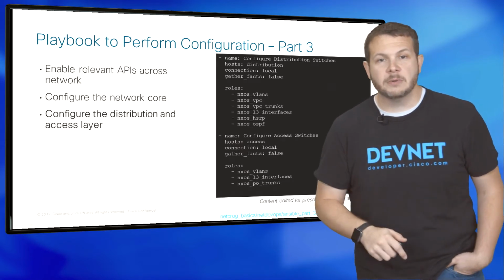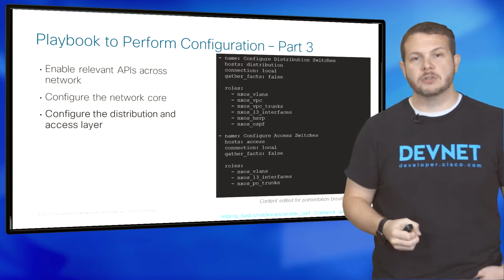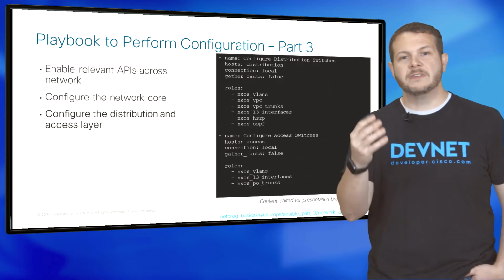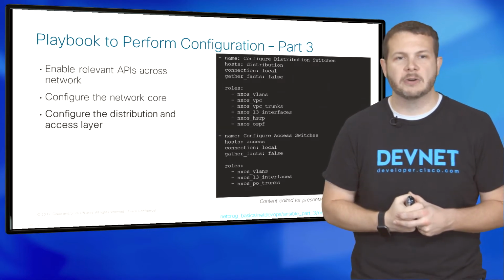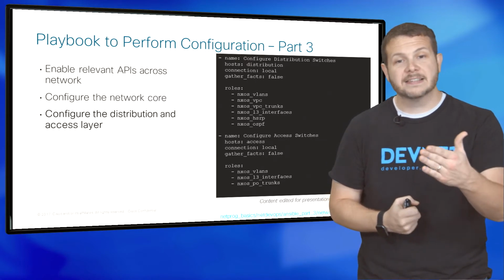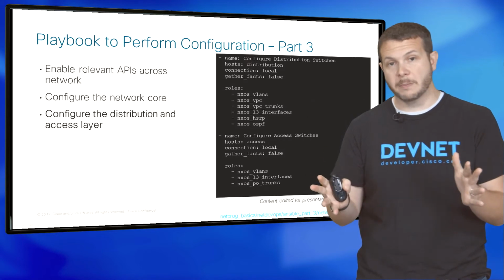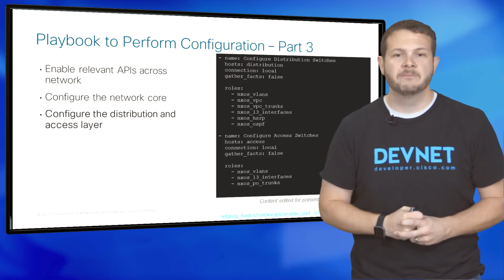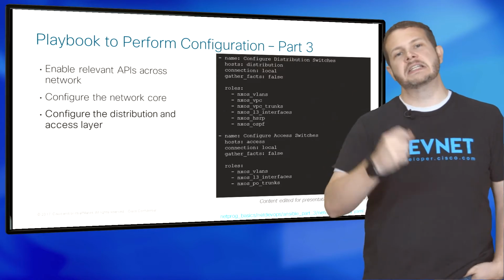Now here in part 3, we do the same thing for distribution and access layer. We have a play for the distribution layer, which assigns the roles for VLANs, VPCs, layer 3 interfaces, HSRP, and OSPF. While in our access layer, they need the roles for the VLANs, layer 3 interfaces, these are for management, loopbacks and things like that, and then finally the port channel trunks that uplink the access switch into the distribution layer.